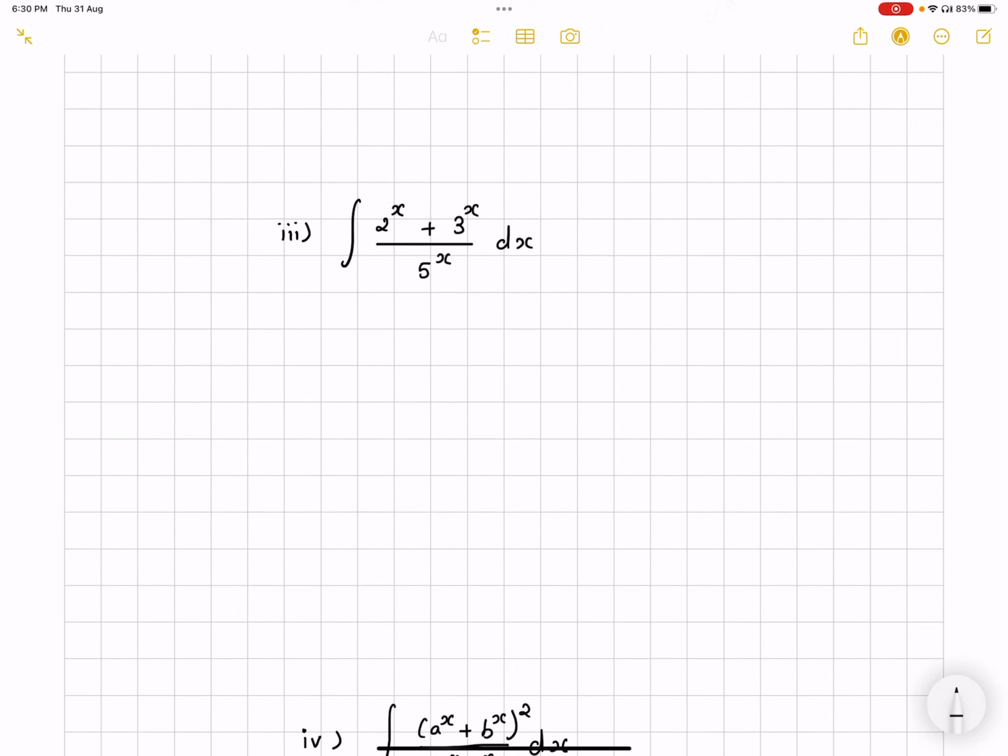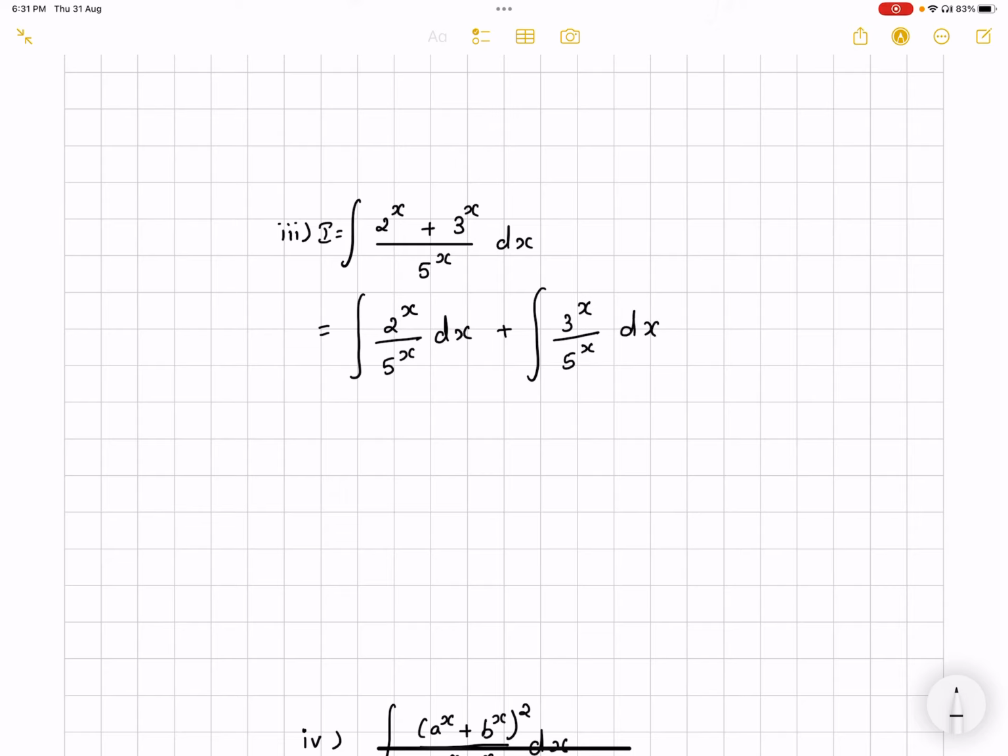So here we have, let me consider this as I is equal to. Here what we are going to do, I'm going to split it into two because I have a common denominator for both the terms of my numerator. So we have 2 to the power x divided by 5 to the power x dx, and then 3 to the power x divided by 5 to the power x dx.